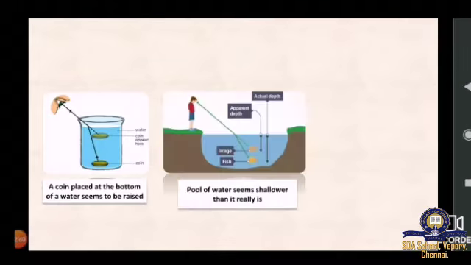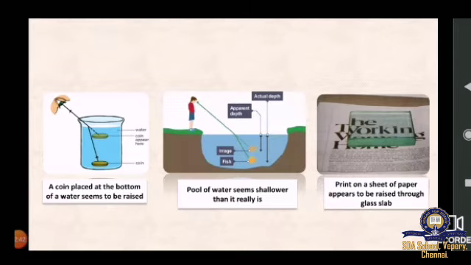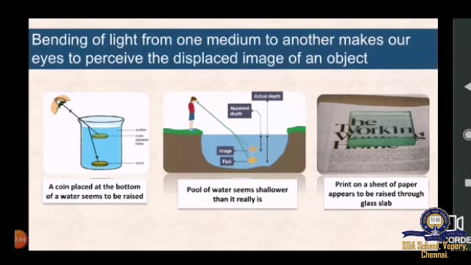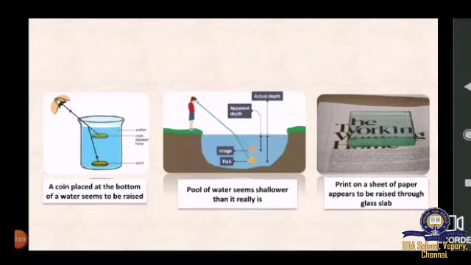We know the answer. Yes, it's due to the refraction. But we have to understand it clearly. Right? Now we are going to do that. Yes. Bending of light from one medium to another makes our eyes perceive the displaced image of an object. So how are we seeing the displaced image?